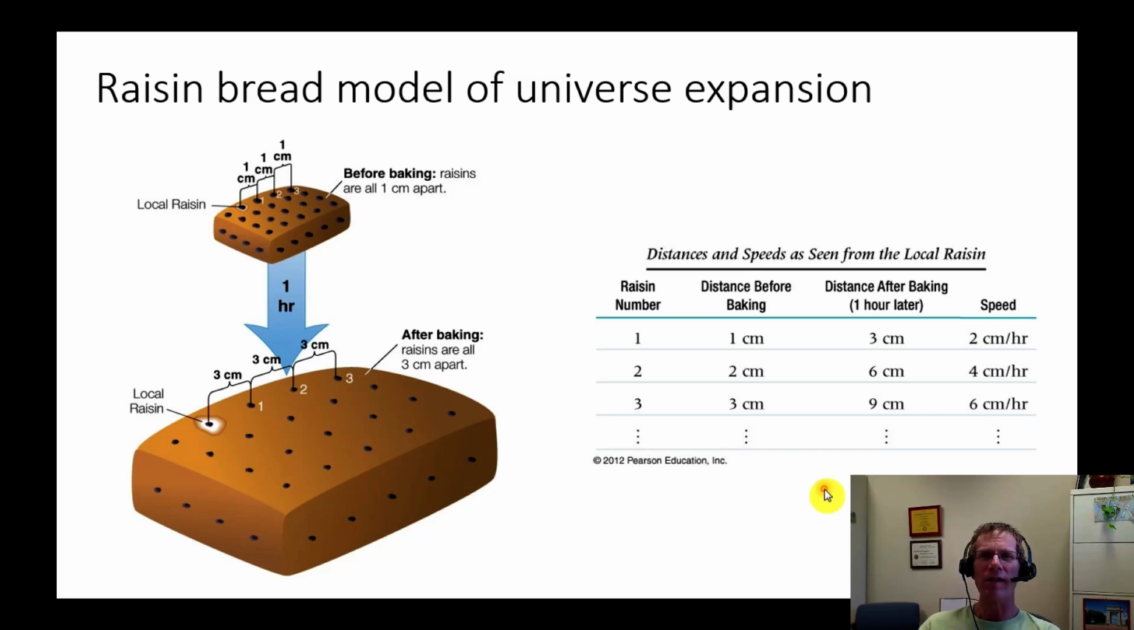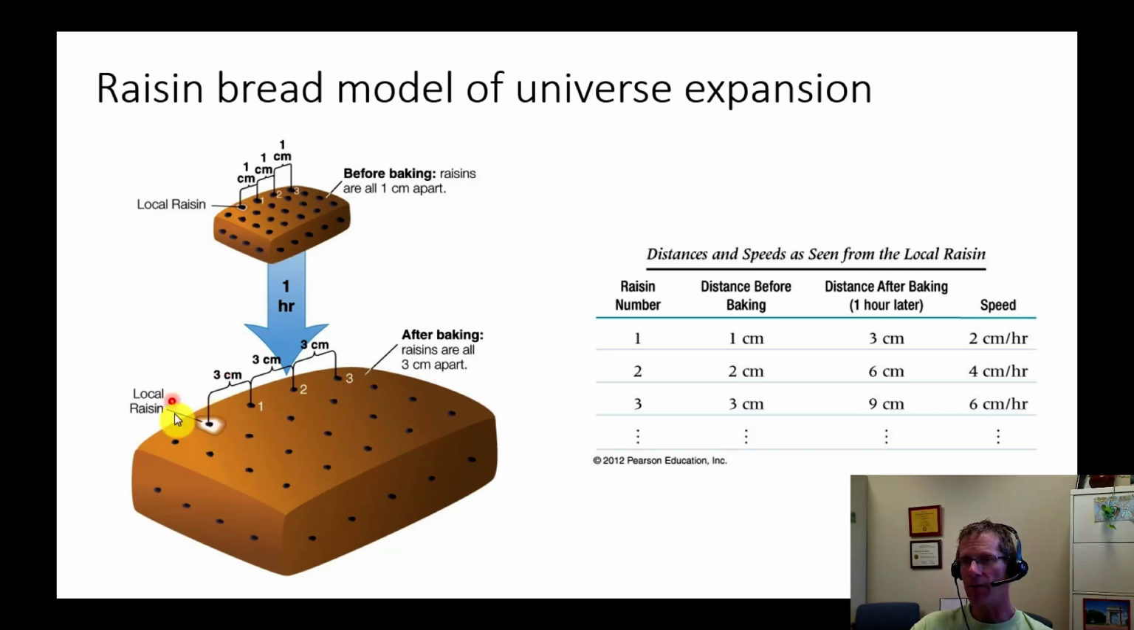So why is it that more distant objects seem to be moving away quicker? Are they somehow in actuality moving away quicker? Is there something physically out there that's pushing them away quicker at a greater rate? No, think of raisin bread. So you make the raisin bread, it's just the dough, you put it in the oven, and of course it expands. Before you put the bread in the oven, you have raisins that are a centimeter apart. But those expand, so after they've expanded, let's say they're 3 centimeters apart.